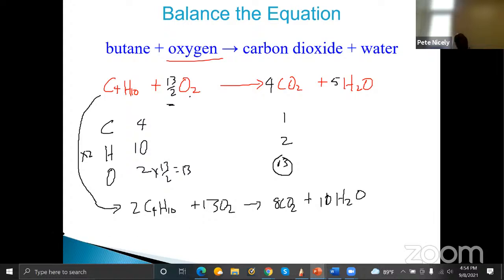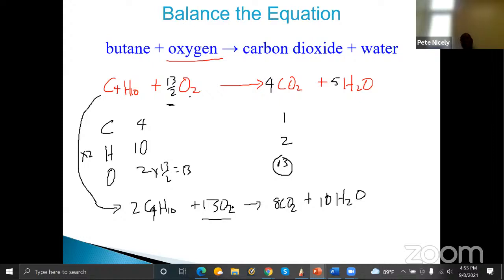All right. And I recommend students, especially those who are learning this for the first time, do one final check through to make sure everything is balanced. So if you do that, you'll notice that you have 8 carbons on both sides. You have 20 hydrogens on both sides. You have a total of 26 oxygens on both sides. 8 times 2, 16 plus 10, 26. So now the equation is balanced.